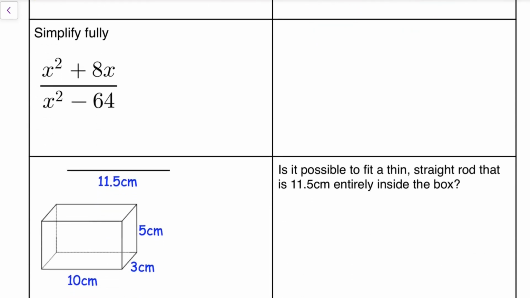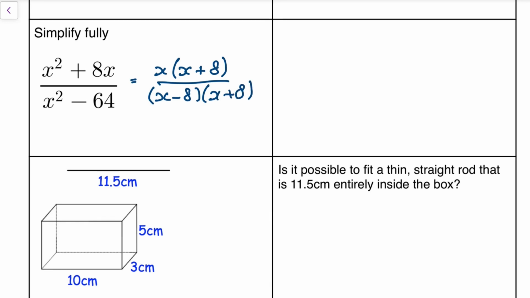Next question. Simplify fully. Now the word fully is important here, because fully means I might have to do a couple of steps. You need to be careful. Sometimes it's a bit of a hint. Almost always these are factorising questions. So I'm going to factorise the top to x times x plus 8. I'm going to factorise the bottom. Now this is one of these you need to get used to recognising.